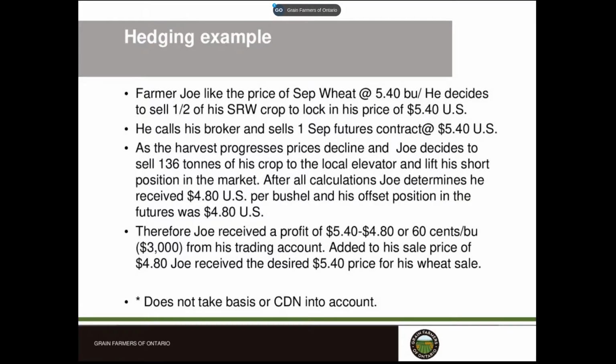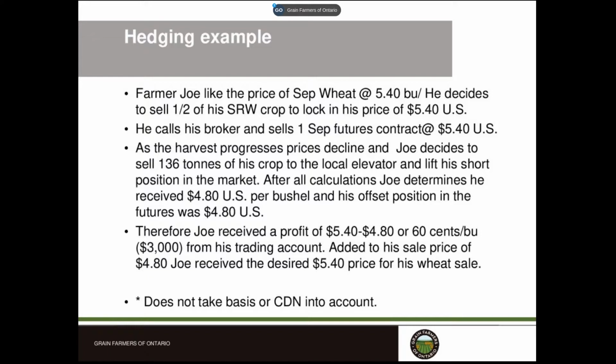Okay, here's a hedging example I put together. Bear with me, I just slapped it together this morning. Let's say Farmer Joe likes the price of September wheat. We're currently in July, and the futures contract is trading at $5.40 per bushel. So Joe decides to sell half of his crop to lock in this price of $5.40. He calls his broker and says to sell short one September futures contract at $5.40.